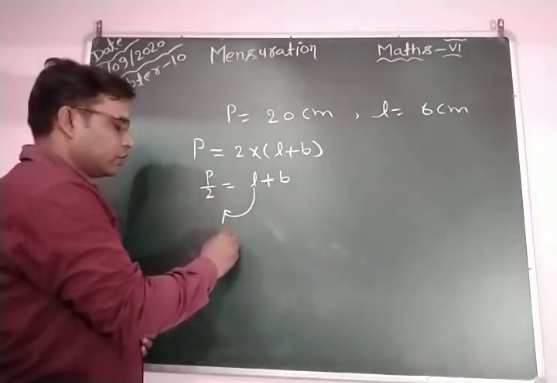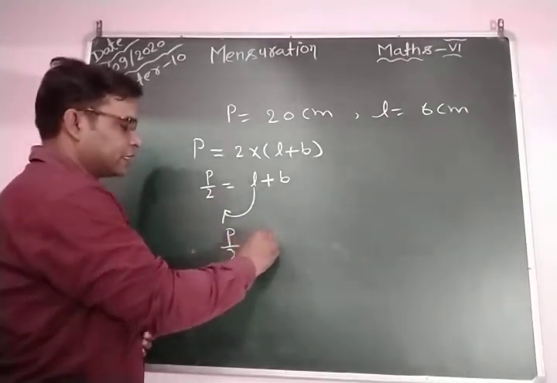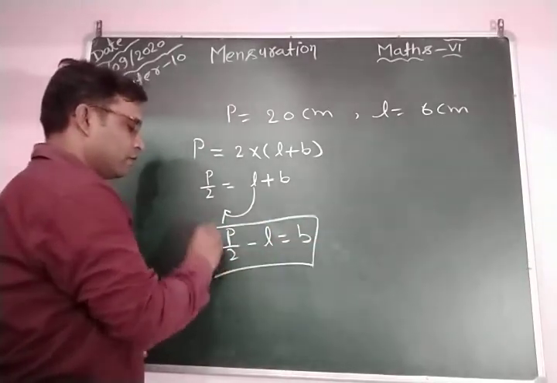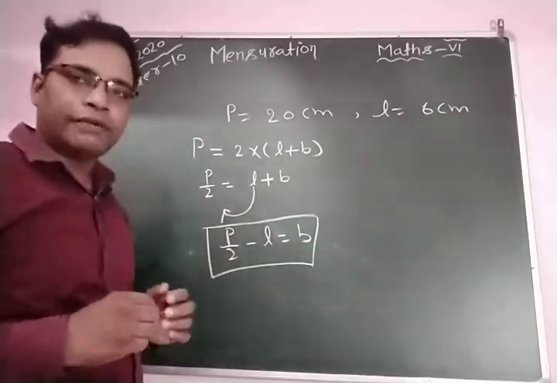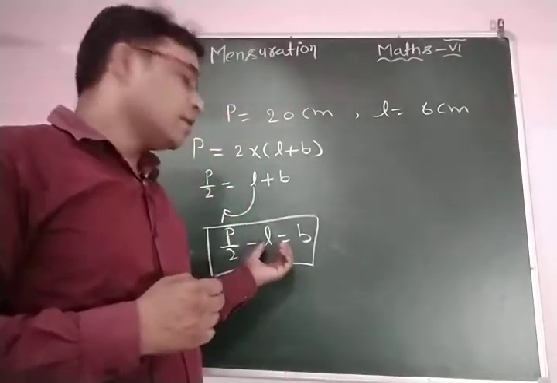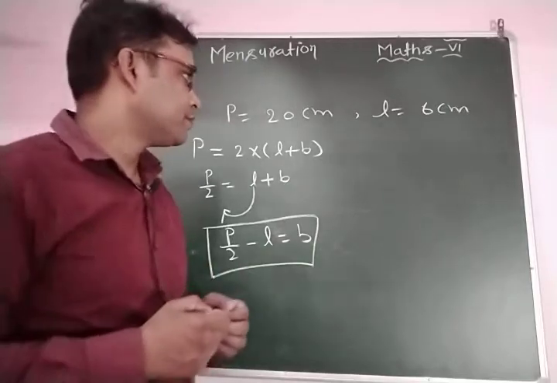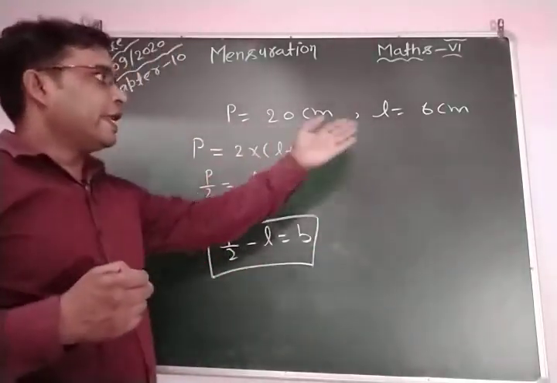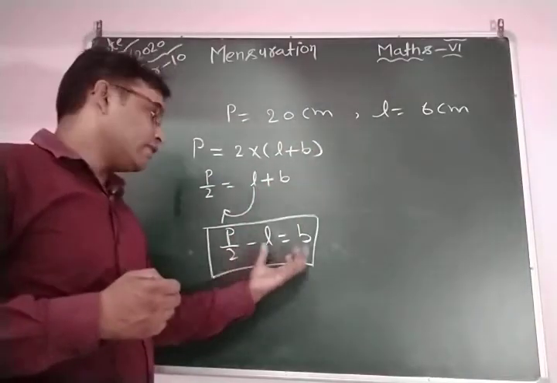Okay, so P by 2 minus L is equal to B. In this formula we can find the breadth of a rectangle if the length and perimeter are given. Suppose we put the value of P and L in this formula, then you find the breadth.